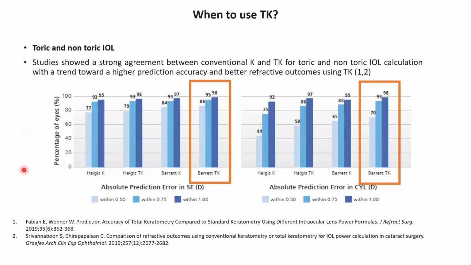In a study conducted by Fabian et al., they compared the prediction accuracy of the total keratometry to standard K using different IOL power formulae. As we see, Barrett TK has performed much better than all of the other counterparts, having a significant chunk of the population within 0.5 diopters and within 0.75 diopters. Similarly, the cylindrical correction is also significantly better with the Barrett TK using the TK values.